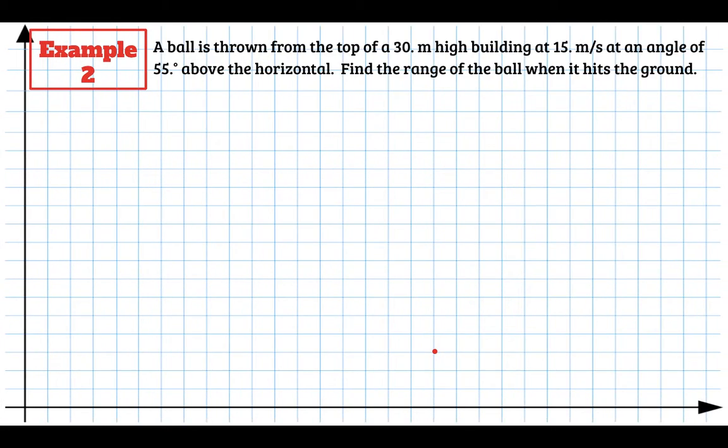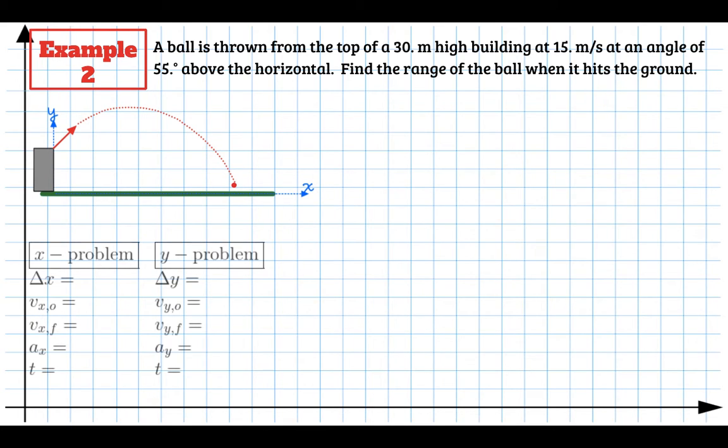Okay, another quick example just to show you what it looks like in a slightly different situation. If the ball is thrown from the top of a building, then it's going to look something like this. The ball starts here, it's thrown upwards at an angle, it goes up, up, up, down, down, down, and in this case there's just a small change.